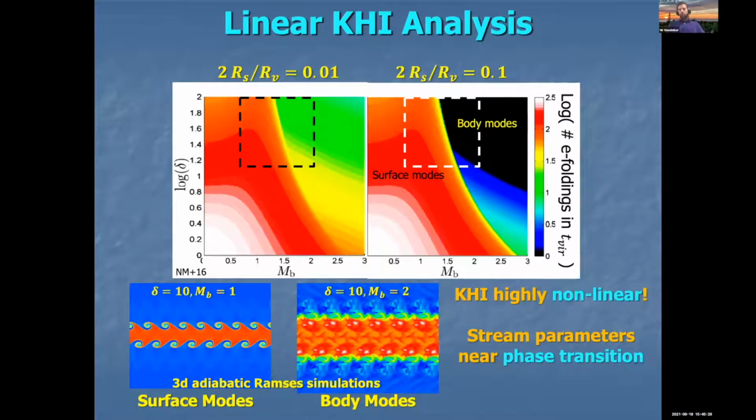Now, taking all these parameters, the first thing you can do is a linear stability analysis of the Kelvin-Helmholtz instability without cooling, without gravity, just pure hydrodynamics. And what you find is that as a function of the density contrast, the Mach number, and the stream radius over the virial radius, KHI is highly nonlinear. In other words, the number of e-foldings within a virial time ranges from a few tens to a few hundreds throughout the parameter space that we expect to be inhabited by these cold streams. This implies that a linear analysis is really not enough. You really need a nonlinear analysis of these instabilities.